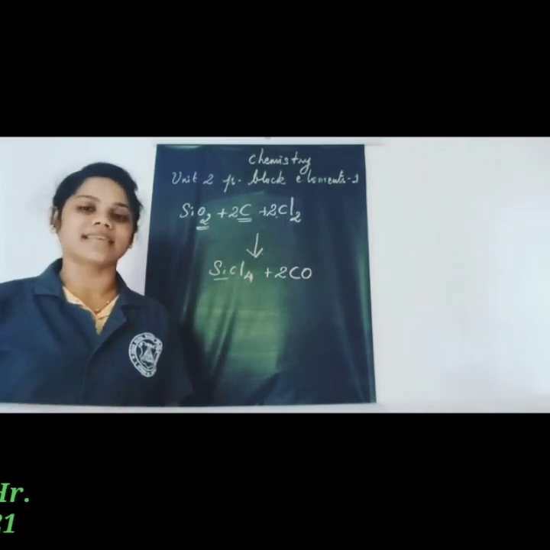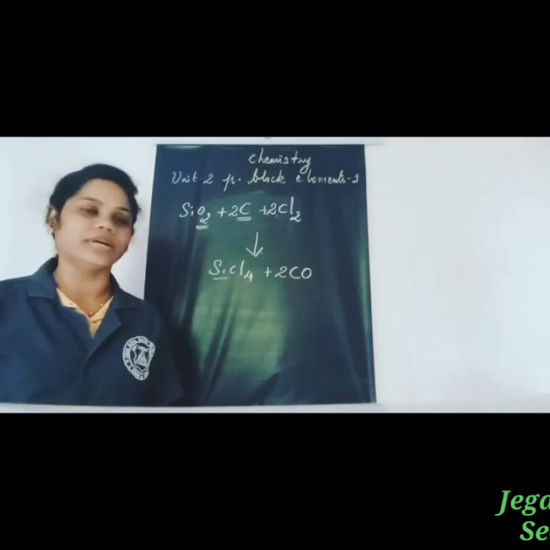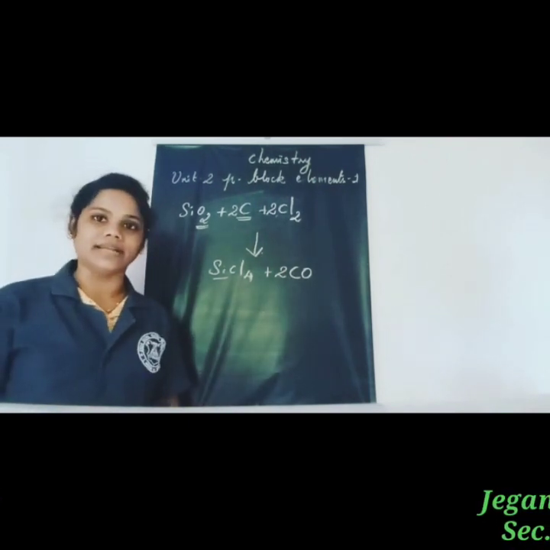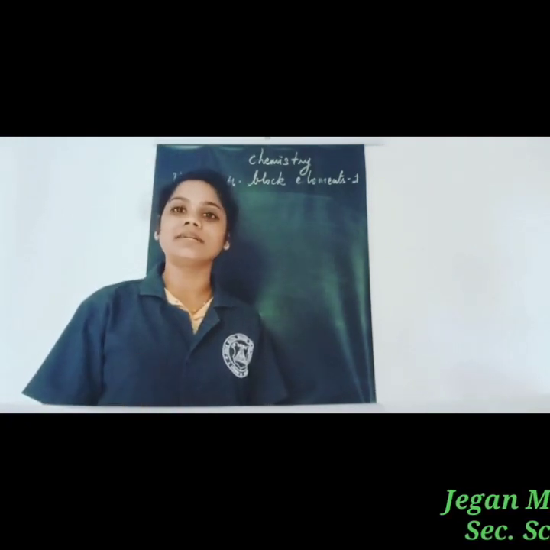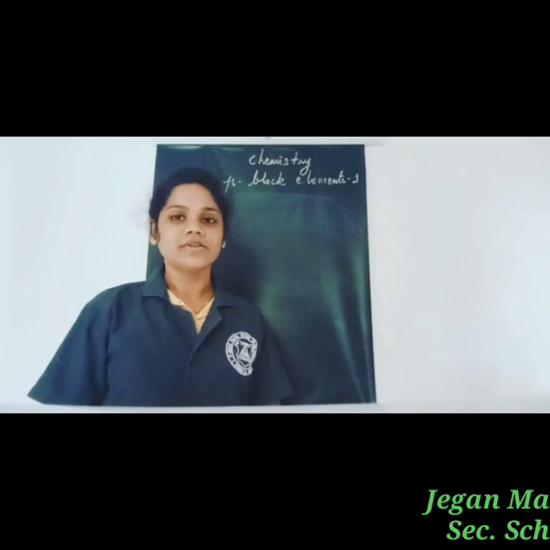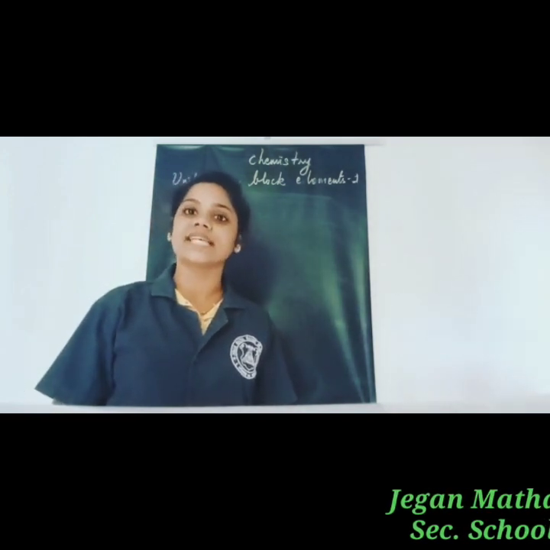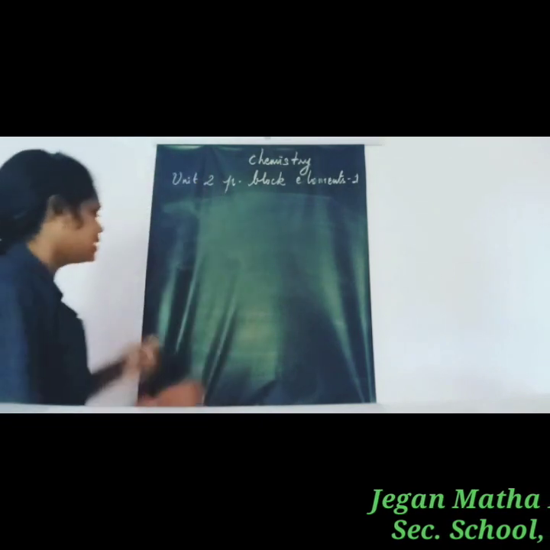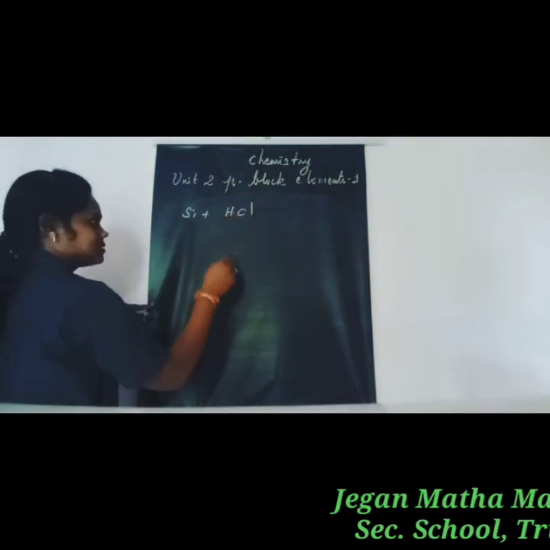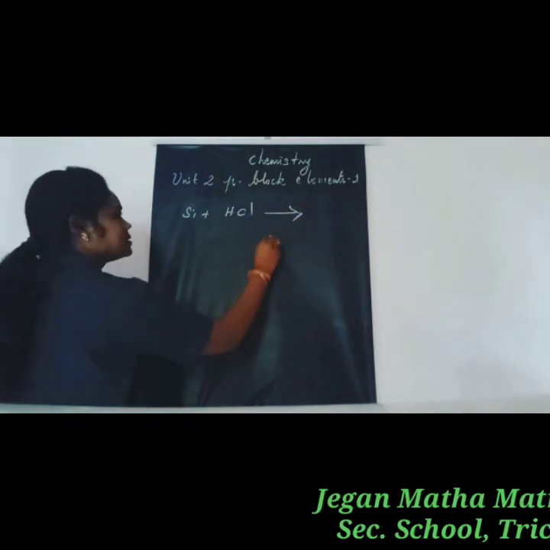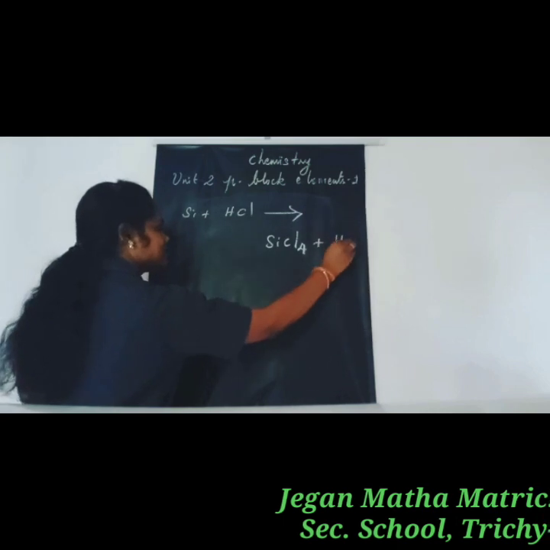And the next one is commercial preparation. Commercial scale means a huge amount, more amount. So we prepare a large amount of silicon tetrachloride. On commercial scale, silicon is reacted with hydrogen chloride gas. So here we take the gas, and it gives silicon tetrachloride at 600 Kelvin. So here silicon plus hydrogen chloride gas gives silicon tetrachloride plus hydrogen gas is liberated.